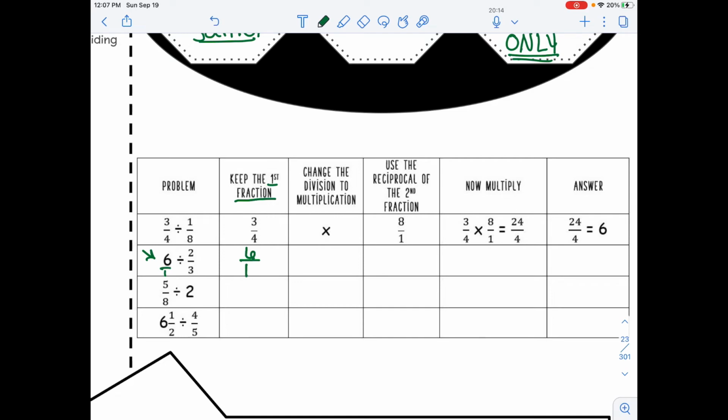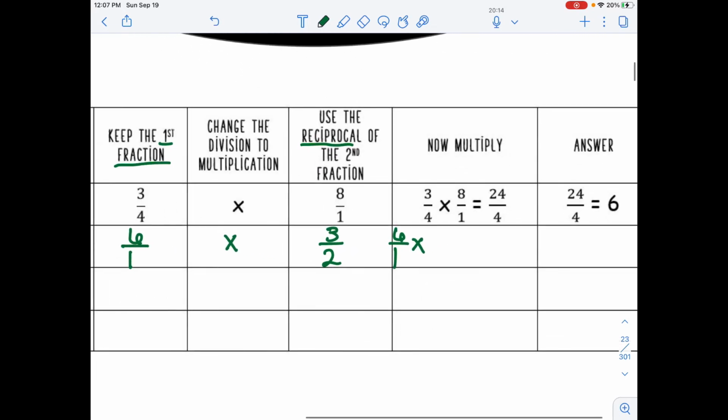Then we change the division to a multiplication problem. And we have to flip the last fraction, which means we use the reciprocal. So this is 6 over 1 times 3 halves. And now we're going to rewrite it to multiply all together. So I have 6 over 1 times 3 halves, which equals 18 over 2, or 18 divided by 2.